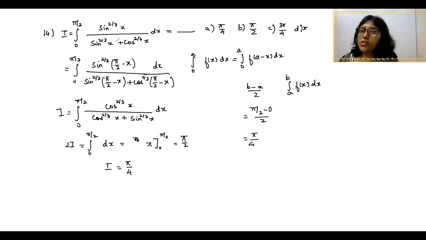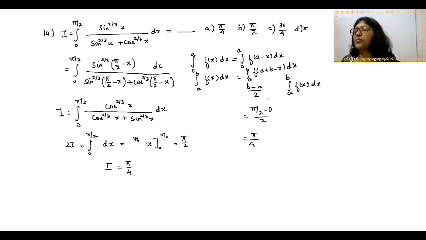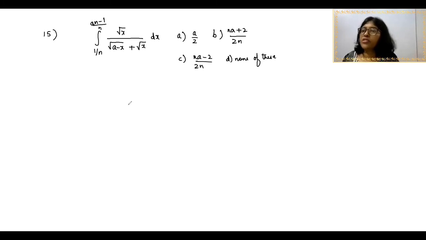If you observe the question and you notice, okay, on applying a plus b minus x, if it is a to b f(x), then we are going to apply a plus b minus x, f of a plus b minus x. Or if it is 0 to a and you apply a minus x and you notice that the second term is going to come, then you can do this straight away, b minus a by 2. Okay, so we have a similar question here.